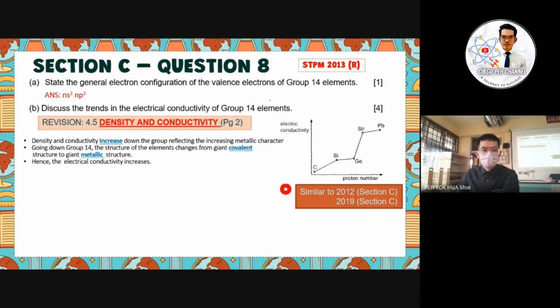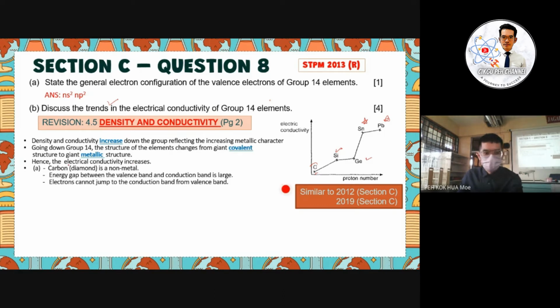The notes mention that the conductivity increases down the group. You have to mention this because we discuss the trend due to the increasing metallic character. Going down group 14, the structure of the elements changes from giant covalent structure to giant metallic structure. The giant covalent structures are carbon, silicon, and germanium, and then tin and lead have metallic structure. So the electrical conductivity increases from carbon to lead.